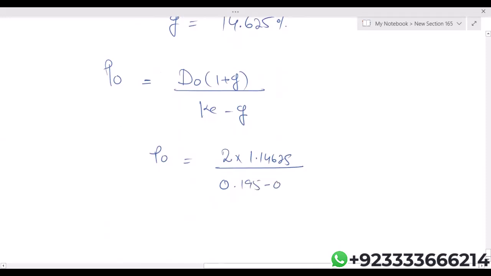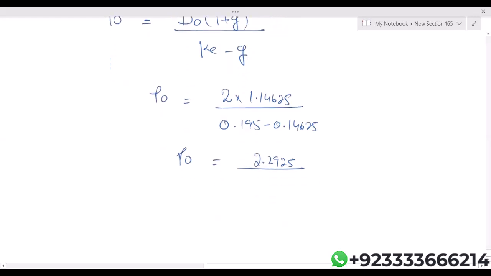0.195 minus 0.14625. Just if I show you more calculation, 2 multiplied by 1.14625, I'm getting 2.2925. In the denominator, it is 0.195 minus 0.14625. In the denominator, I'm getting 0.04875. Let's see what is the P naught now.